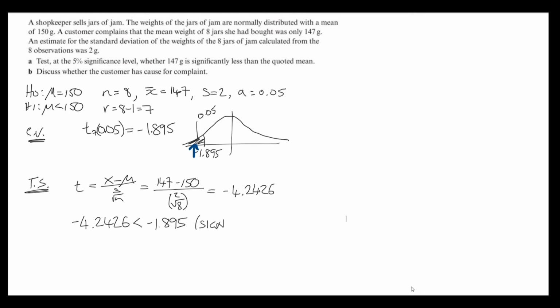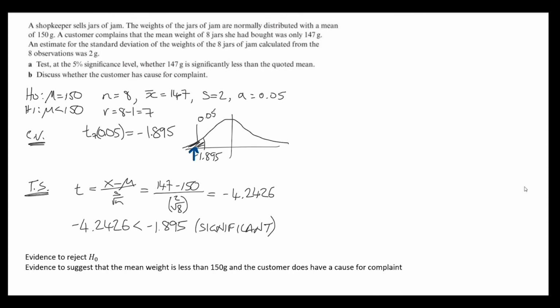Okay, from here, let's make a couple of conclusions. One conclusion is going to be mathematical, so we're going to be talking about H0. And the second conclusion is going to be in context. We're going to be talking about the weight of these jars. So there is sufficient evidence to reject H0, and we can say there is evidence to support that the mean weight is less than 150 grams, and the customer does have a valid cause for complaint. There I've incorporated part B of the question asking us to discuss whether the customer does have cause for complaint.